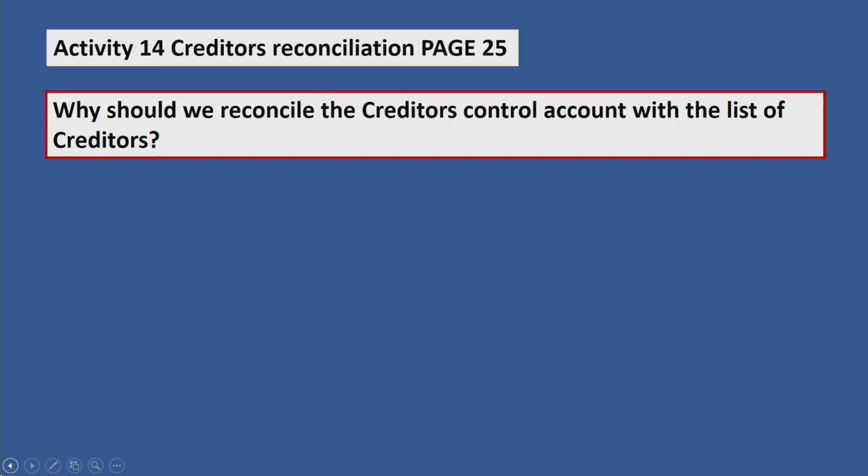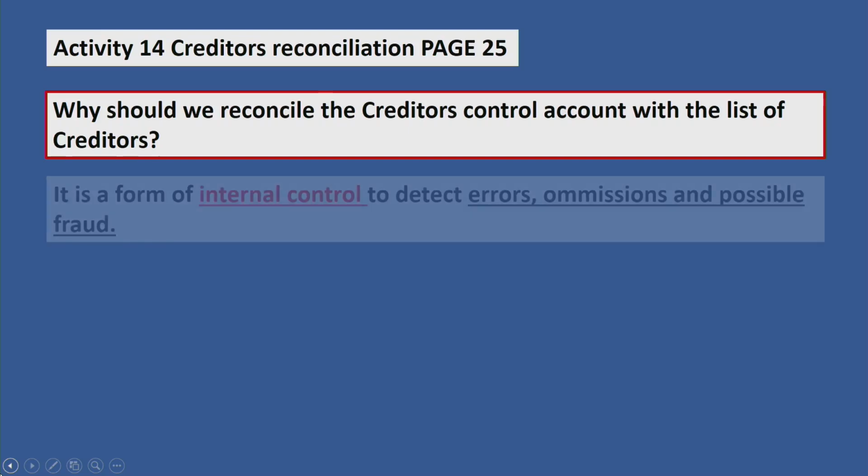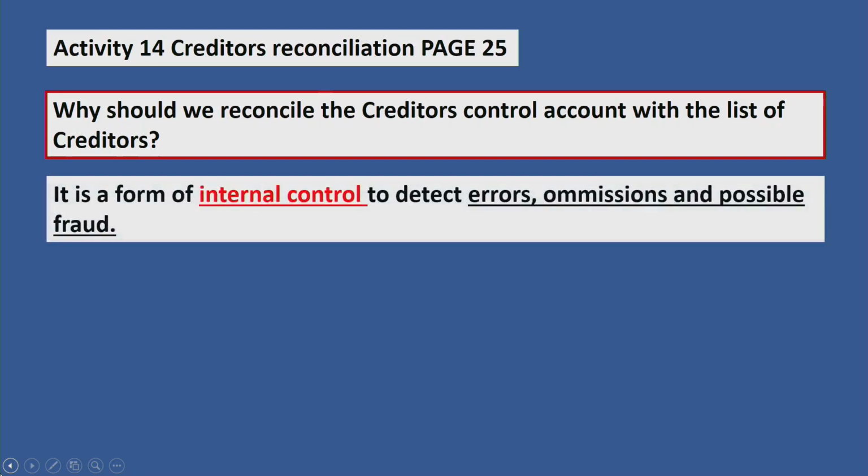For 2 marks, I've basically said it. Just add to that the words internal control. So you're going to write in your answer, or tell your teacher if he asks you, it's a form of internal control. There will be a whole chapter in your textbook on internal control, to detect or find errors, omissions. What does omissions mean? It means things were left out, and possible fraud.